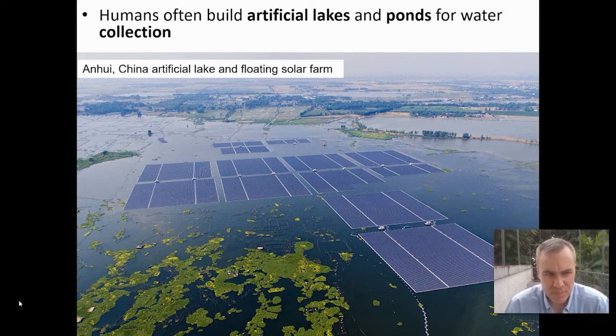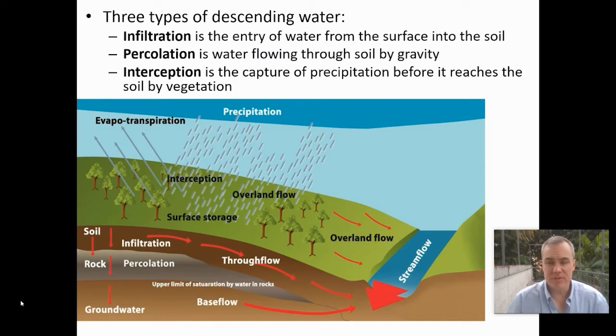So here you see this massive project in Anhui, China, where they built not only a lake, but also a solar farm that floats on top of that lake. We looked earlier at three types of horizontally flowing water going this way across the land. And now let's look at three types of water going this way, going vertically downwards, descending water.